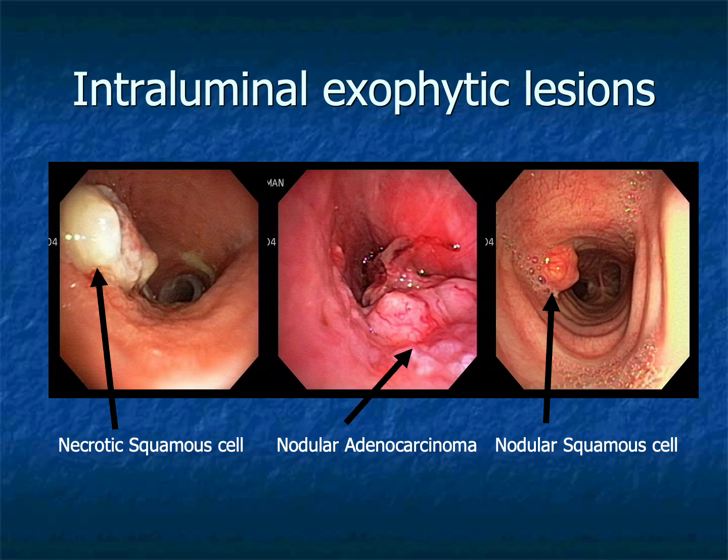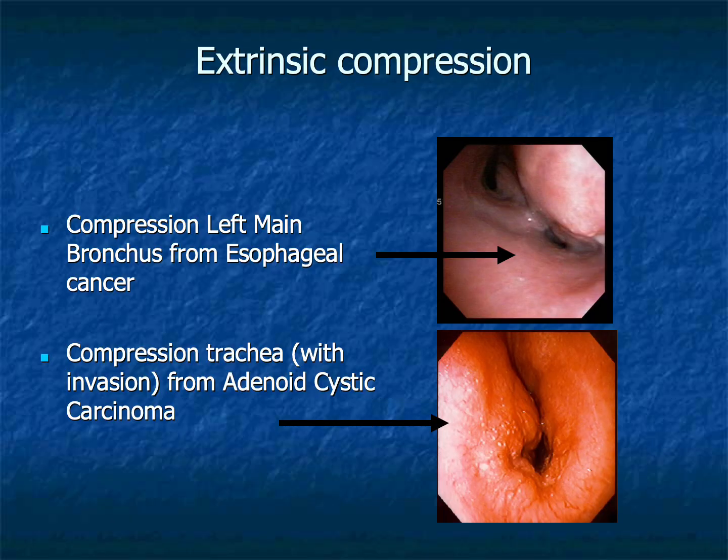The appearance may be nodular, infiltrative, or even necrotic. Here we see necrotic squamous cell carcinoma and a nodular appearance of both adenocarcinoma and squamous cell carcinoma. Other tumors may compress the airway externally while leaving the mucosal surface relatively intact. These include thyroid cancer invading the trachea and mediastinal malignancies, producing extrinsic compression.